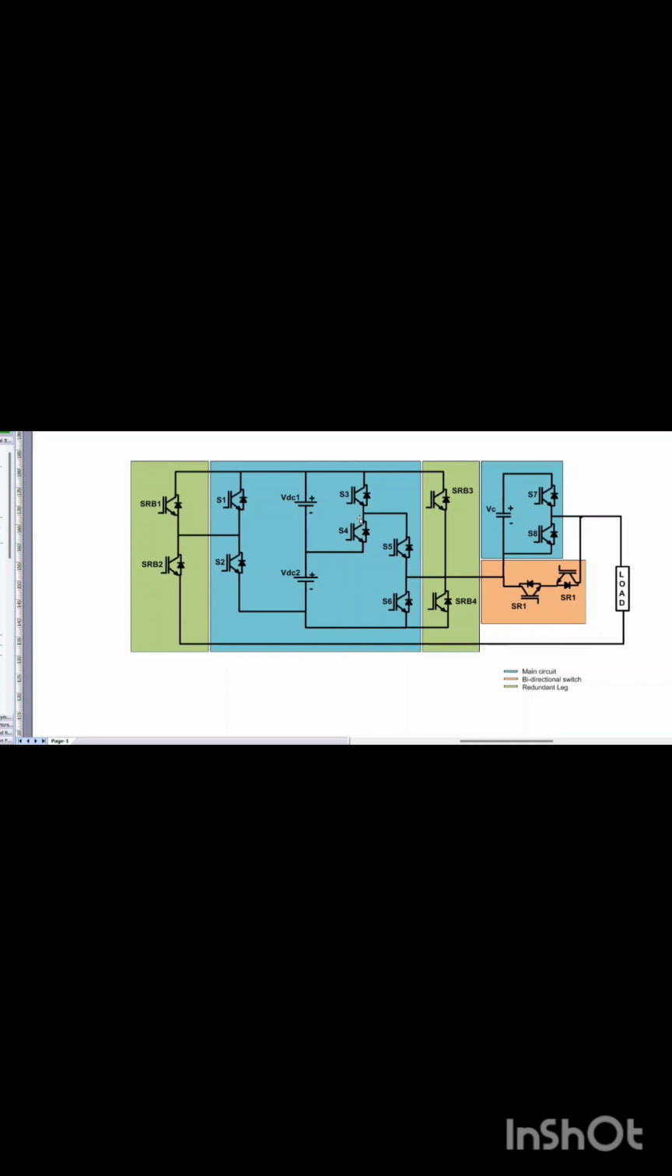If a fault occurs in this switch, we need to bypass this whole part, so we can produce only a 5-level output. If a fault occurs in multiple switches like S1, S4, and S7, then we can only produce a 3-level output. That's all.